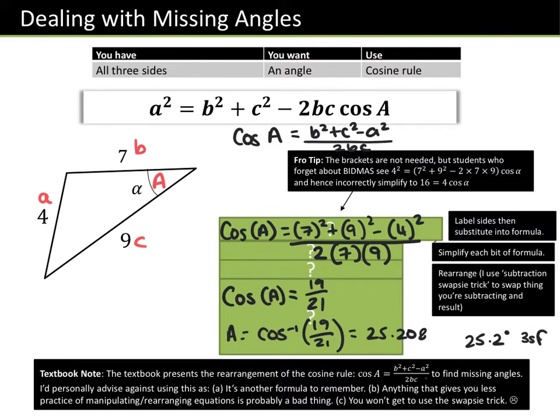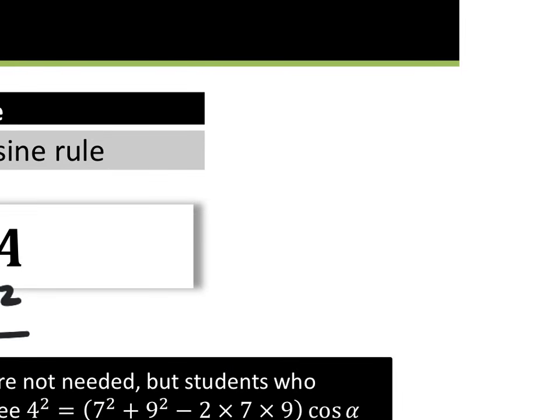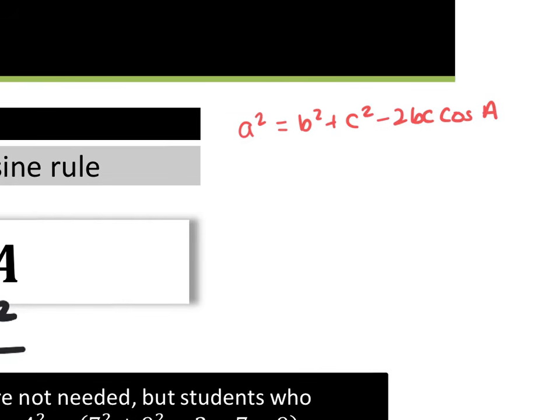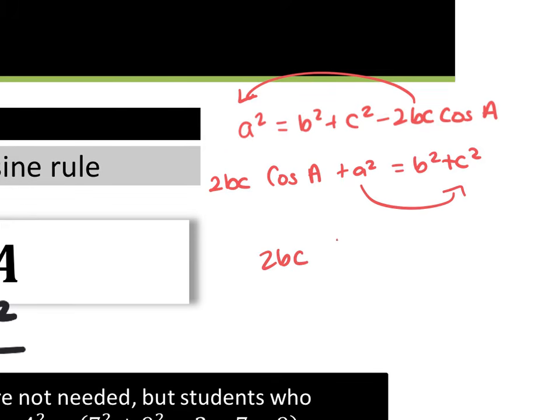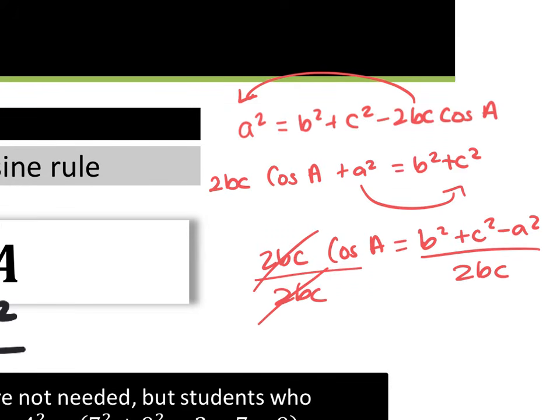So all I did was, if we start with A squared equals B squared plus C squared minus 2BC cos A. What I did was I added 2BC to both sides. Okay, so I get 2BC cos A plus A squared equals B squared plus C squared. I minused A squared from both sides. 2BC cos A equals B squared plus C squared minus A squared. And I divided both sides by 2BC to get cos A.